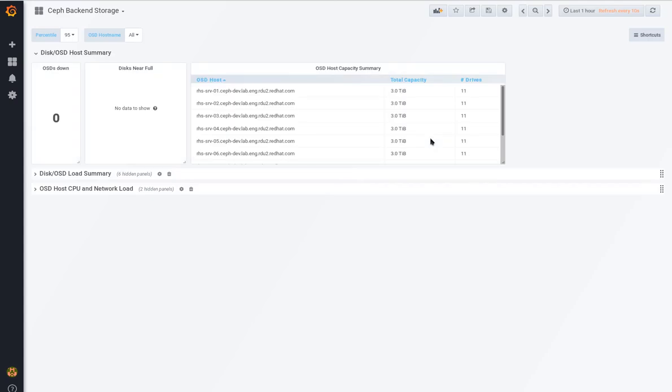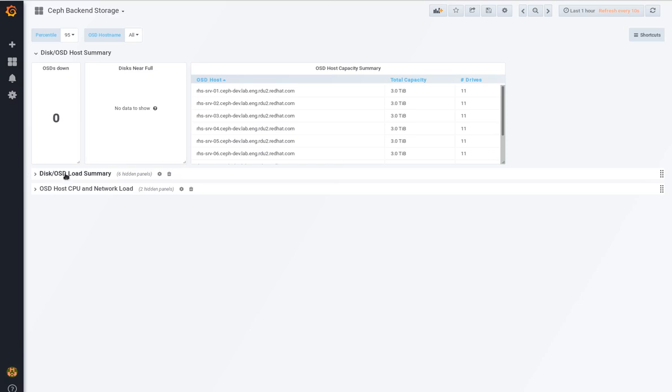Now let's look at OSD hosts. As I mentioned, we're bringing together end-to-end. This is data from Prometheus's node exporter, which is installed by the Ansible playbook within cephmetrics. By default, we see all the OSD hosts in this table and how much space they're contributing, and how many drives each one of those nodes has.